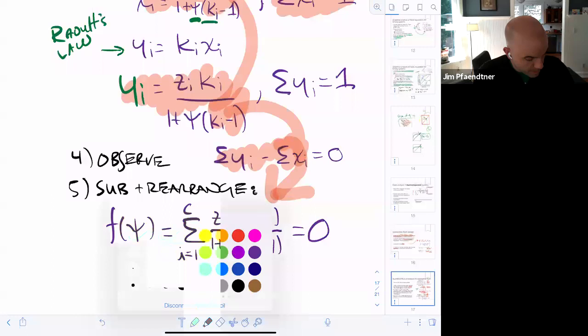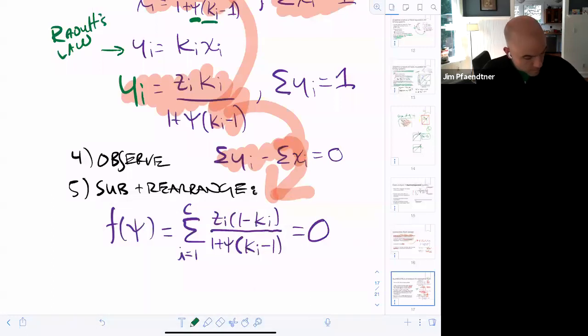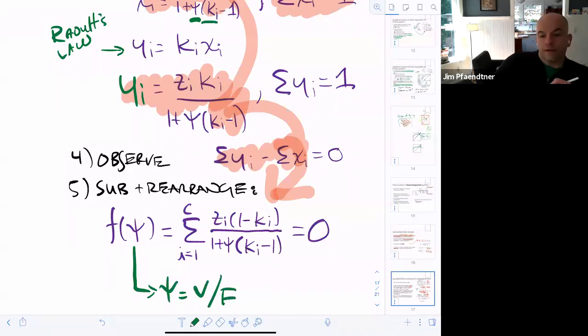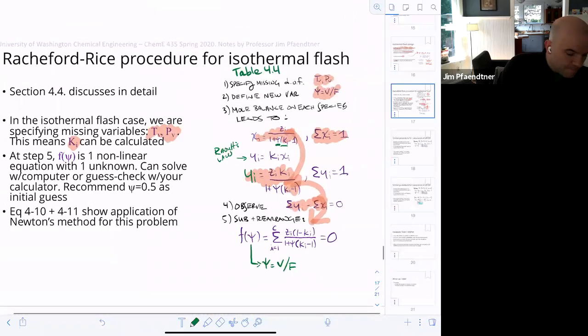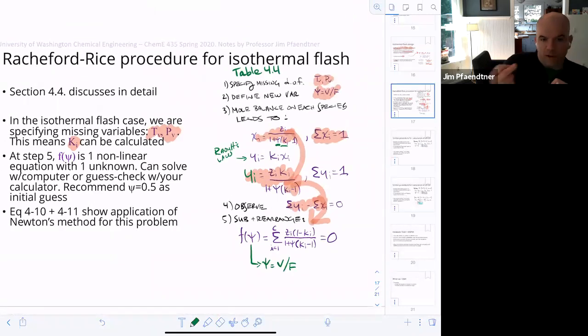And as a reminder, that psi is the fraction of feed that's vaporized. So I'm just going to pause a second here. Again, the point now is not that you can derive all this on your own. I'm not going to make that a learning objective of the class. I think it's good to understand the derivation, but at minimum, you need to accept that these relationships define the mole balance around the isothermal flash system.